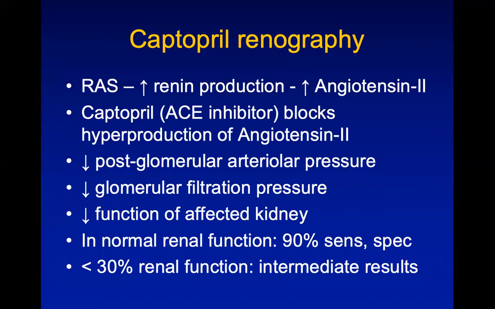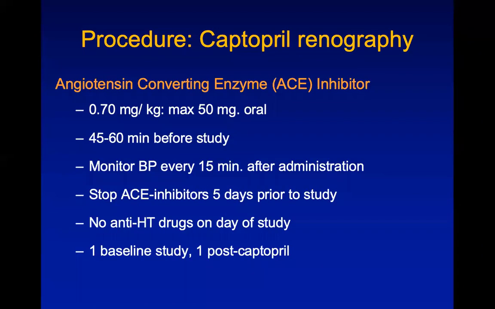If the renal function is normal to begin with, this is a 90% sensitive and specific investigation, but it falls dramatically once the renal function goes down. So how do we do it? We use captopril in a dose of 50 milligram orally or 0.7 milligram per kg in younger patients and children. This is administered about 1 hour before the study.